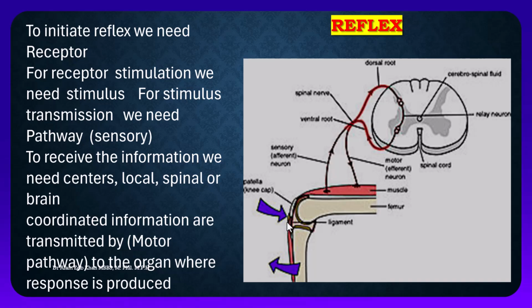In this picture, you can see the stimulus. The stimulus is received by the receptor. That receptor takes it by the sensory pathway to the center, which may be either in the spinal cord, in the brain, or local. There these stimuli are coordinated, and then the coordinated impulses are sent to the same organ for production of action. In this, the impulses are carried from the organ by the sensory pathway, and for action, impulses are sent by the motor pathway. So this is the basic concept of reflex, in which multiple structures and pathways are involved.